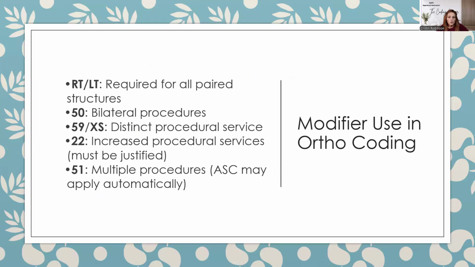Modifier use in ortho coding. RT and LT are required for all paired structures. 50 is for bilateral procedures. 59 or XS is distinct procedural services. 22 is increased procedural services, and this must be justified. The modifier 22 requires detailed documentation of increased complexity. Simply stating difficult dissection is not enough. And then 51 for multiple procedures.